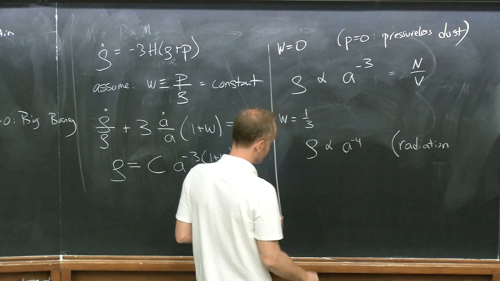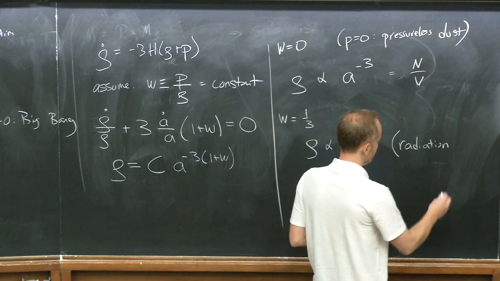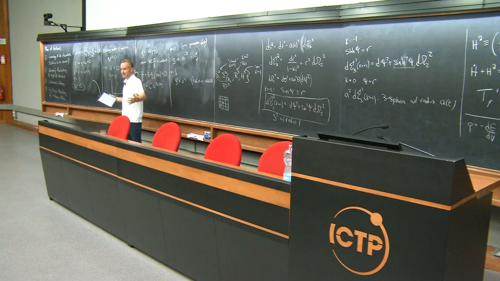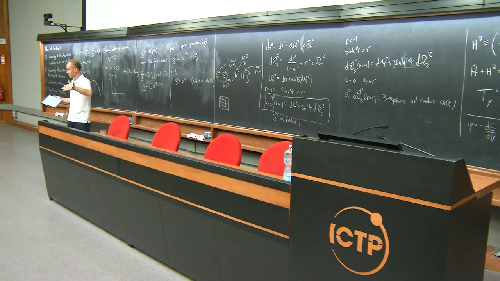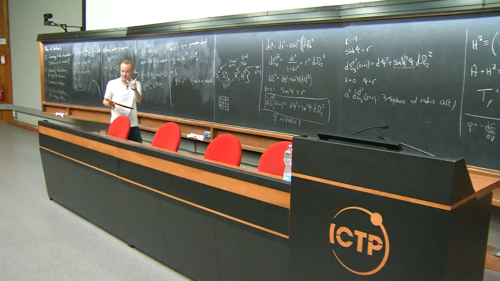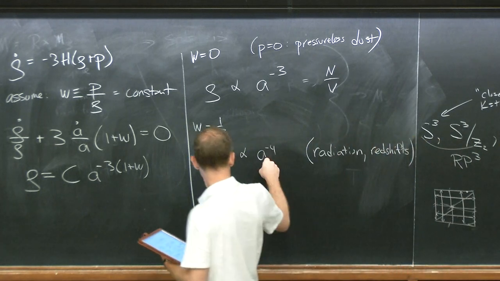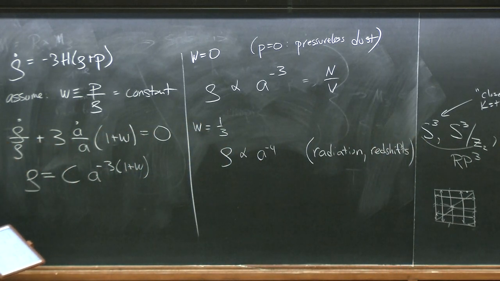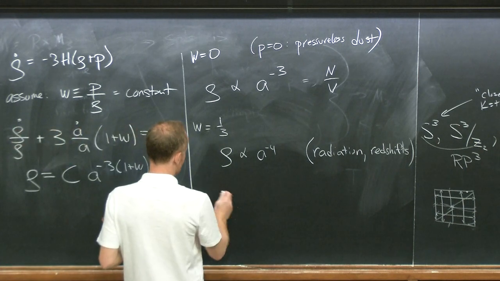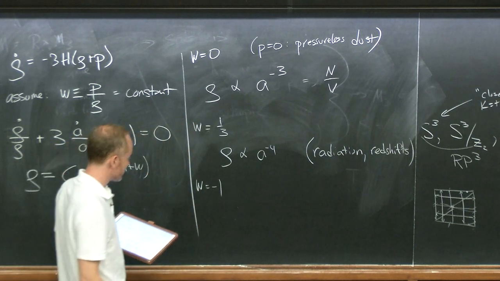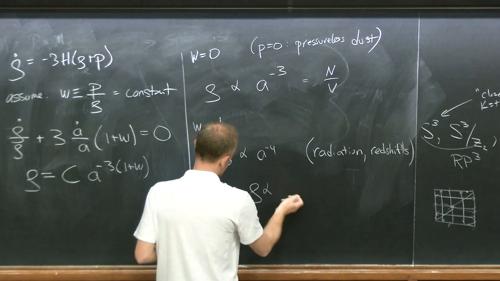Similarly, this a to the minus 4, you can understand, because if you think of a gas of photons, the number is conserved as the space expands, so the number density goes like 1 over a cubed. But each photon redshifts as the space stretches. So the wavelength of each photon increases like a, and that means its energy goes down like 1 over a. Okay, so each particle loses energy as the space expands, so there's an extra factor of a. And finally, if we choose w equals minus 1, so this is p equals minus rho, then we get rho is proportional to a to the 0.